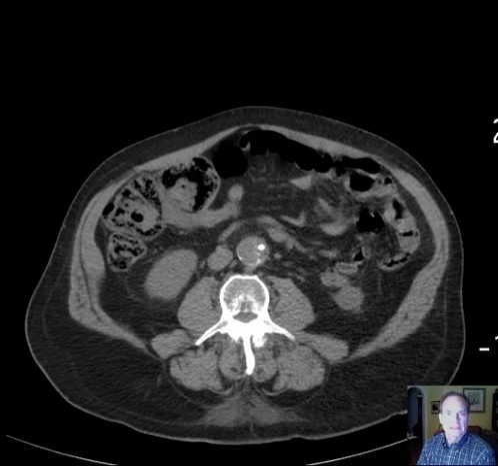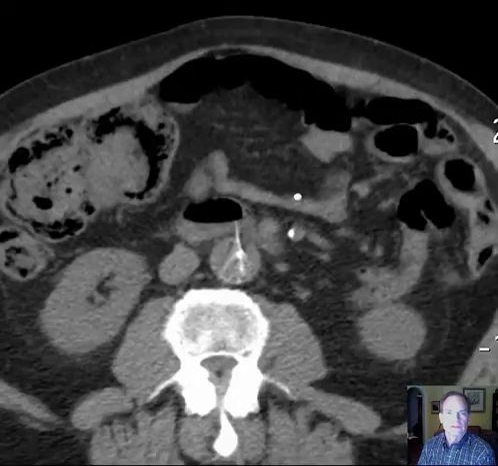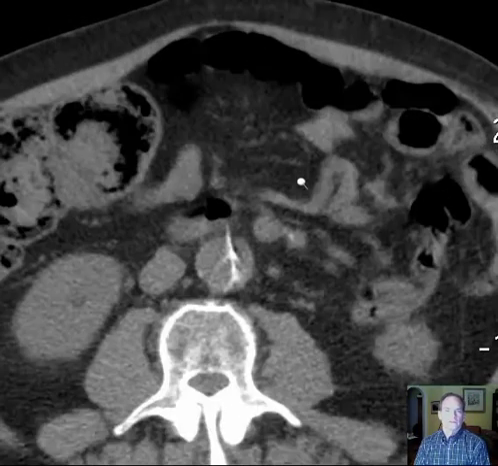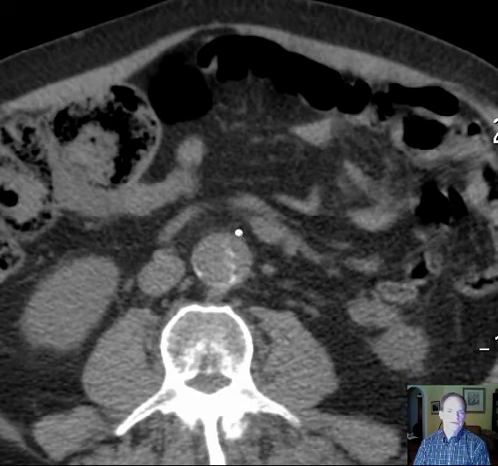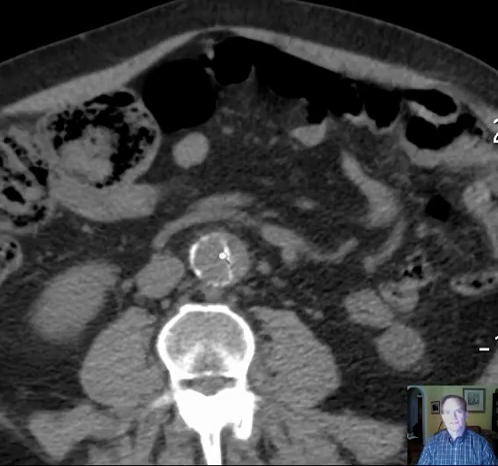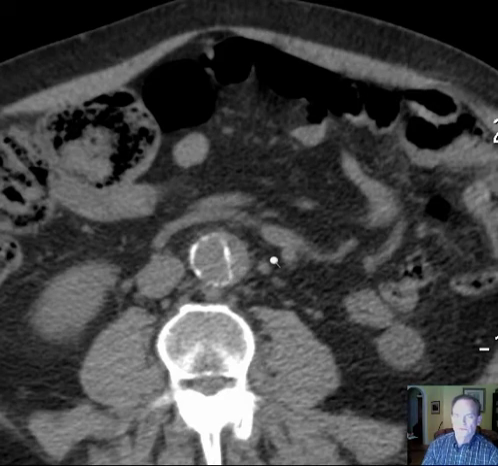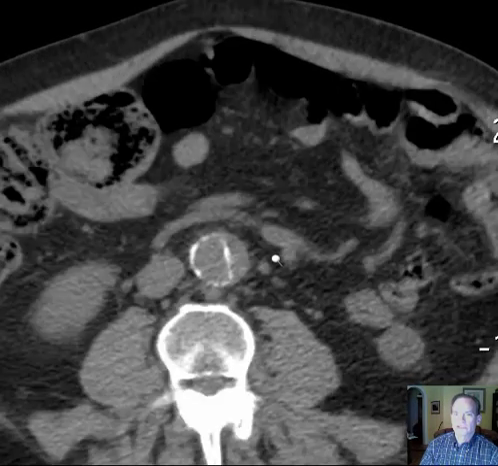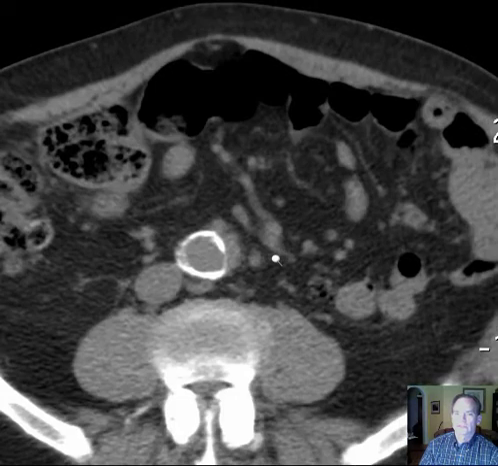Something is awry. Let's see if this zooms in a little bit. What do we see? We see that right here, the calcifications don't look like they're in the wall. What does that suggest? Can you come to a diagnosis? Do you know what this might be?